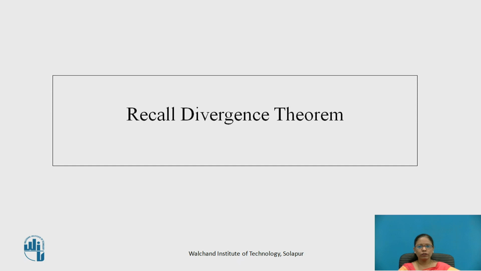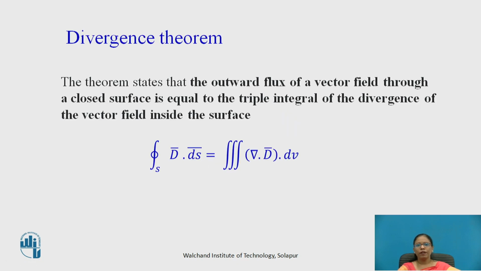Before proceeding further, let us recall what is divergence theorem. Divergence theorem relates the surface integral with the volume integral. It states that the outward flux of a vector field through a closed surface is equal to the triple integral of divergence of a vector field from the volume element. So, closed surface integral of D bar dot dS bar is equal to volume integral of del dot D bar dv.